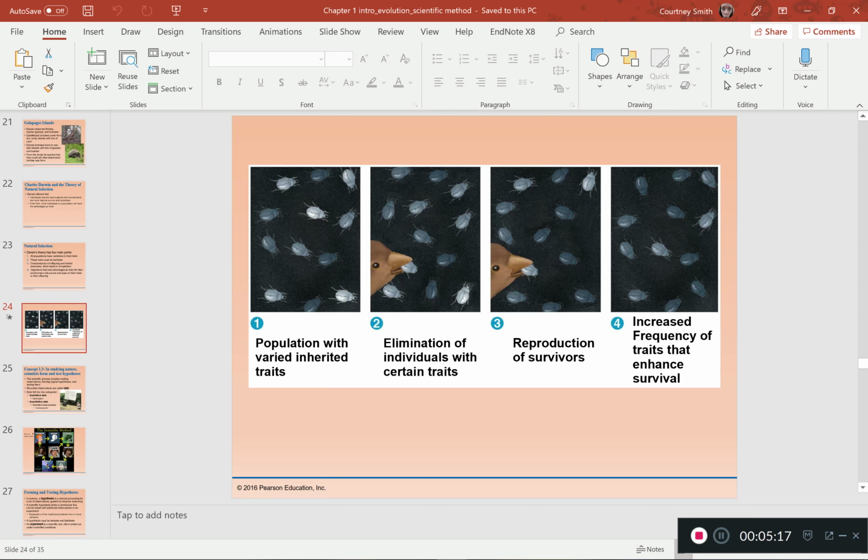The next question on the review is, what does it mean to have a hypothesis, a theory, and a law within science? Let me go ahead and type that out.